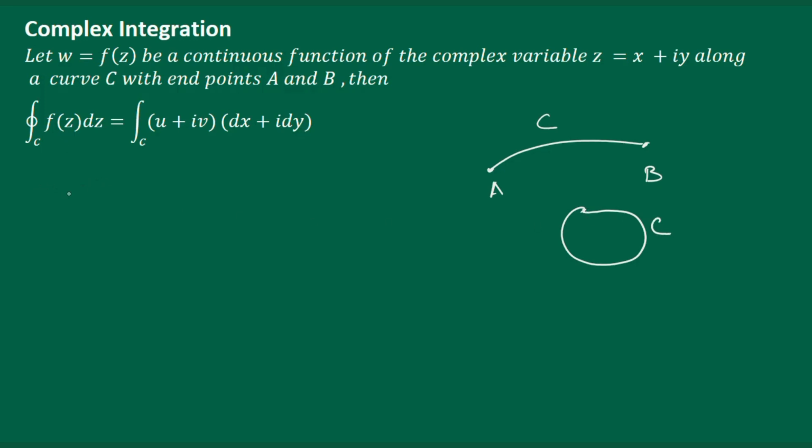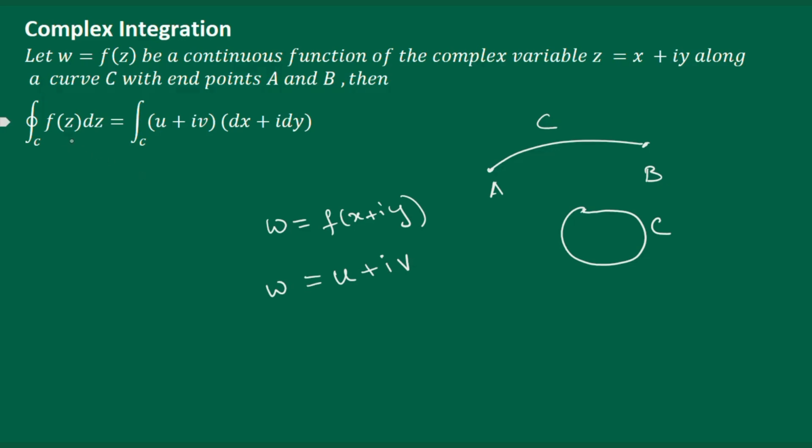Here we are defining the integral over C of f of z dz is equal to the integral over C of u plus iv into dx plus i dy. Here w is equal to f of x plus iy, because f of z is equal to f of x plus iy. Depending upon the function, we can split it into real and imaginary parts. The real part of the function is considered to be u and the imaginary part is considered as v. So in some cases w is defined as u plus iv.